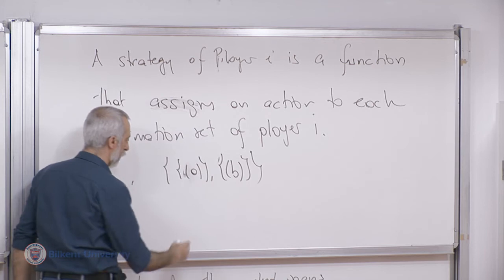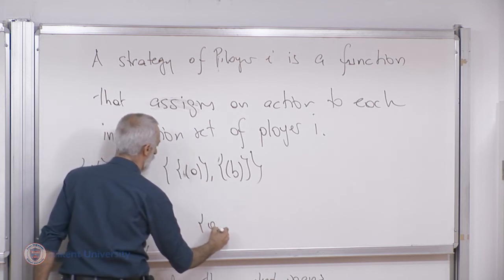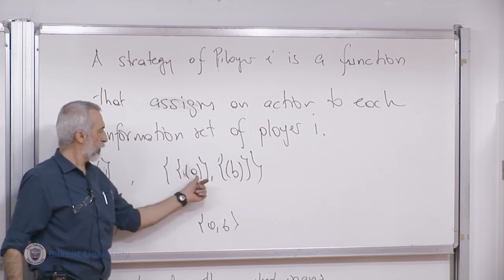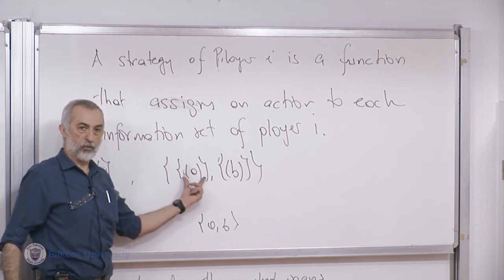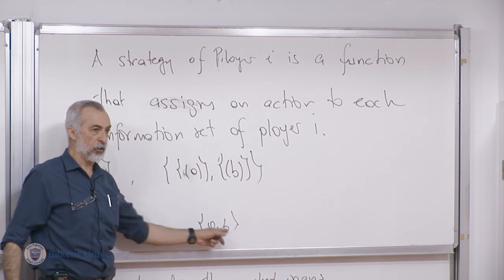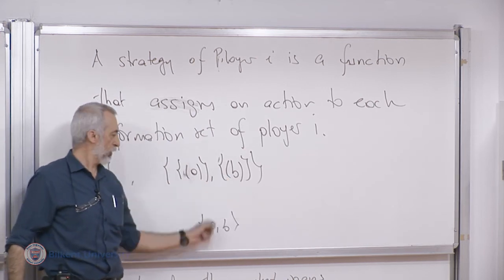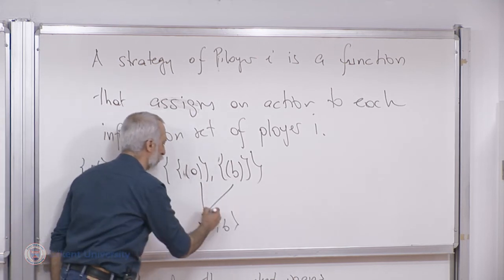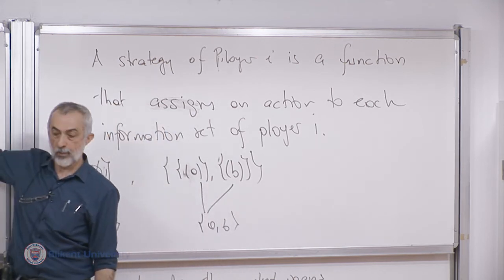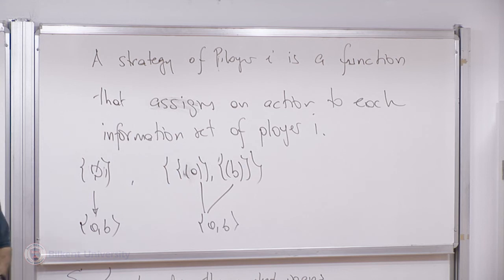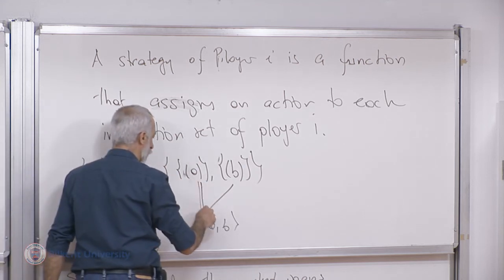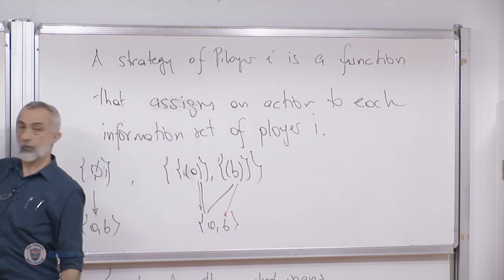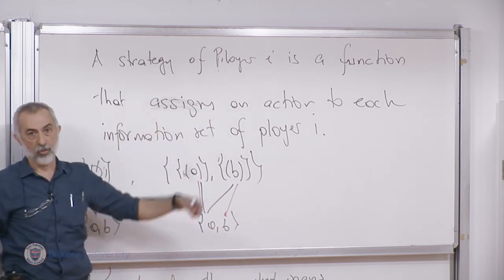Okay. So the actions available to him were A, B. So it's a function which assigns to this information set an element, and to this information set an element. So it could map both of them to A. That's AA. Map this information set to A, this information set to B. That's AB. And so on.